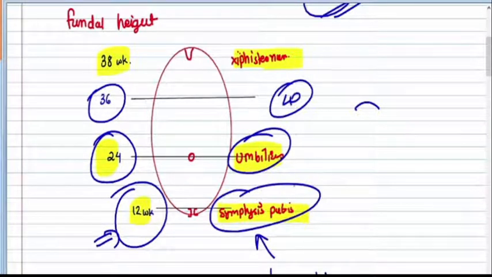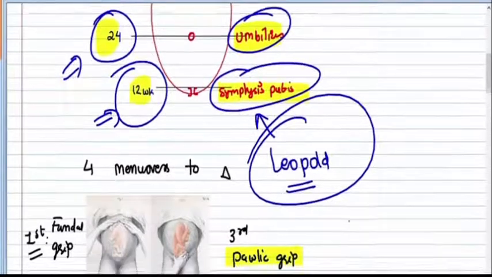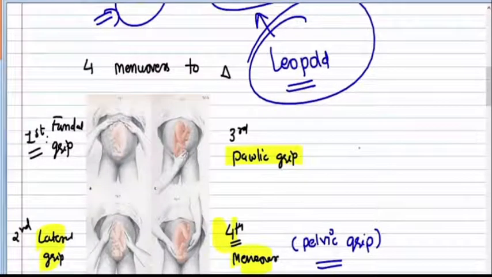When the uterine fundus reaches up to the umbilicus, the gestational age will be counted as 24 weeks. When the fundus reaches up to xiphisternum, then it is a term pregnancy. It can be counted as either 36 weeks, 38 weeks, or even 40 weeks. Now there are 4 maneuvers, also called Leopold maneuvers, to know the position and presentation of the baby.